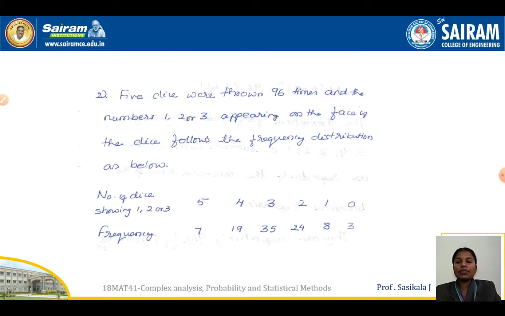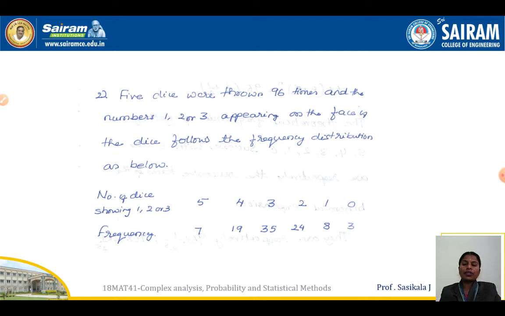Now, the second question. 5 dice were thrown 96 times and the number 1, 2 or 3 appearing on the face of the dice follows the frequency distribution as follows. The total number of throws is 96 times, and out of the 96 throws, the number of dice showing 1, 2 or 3 has been given in terms of frequencies. The number of dice showing 1, 2 or 3 is 5, 4, 3, 2, 1, and 0 means no dice is showing.